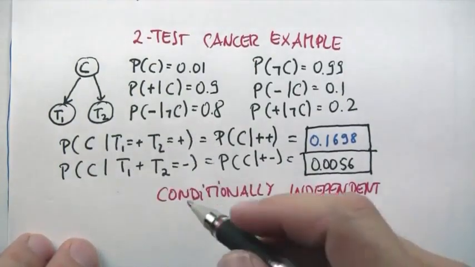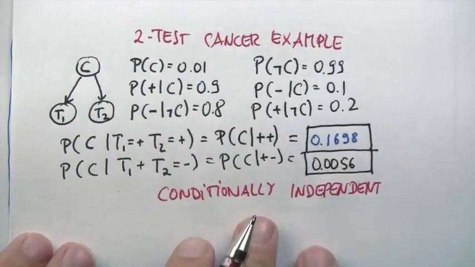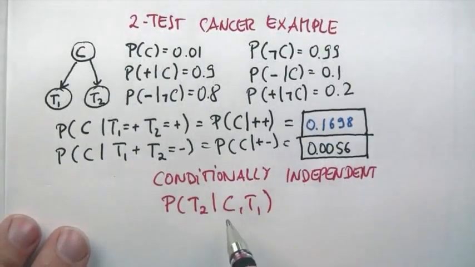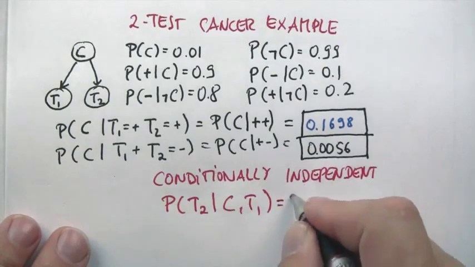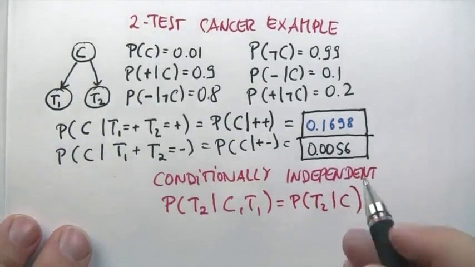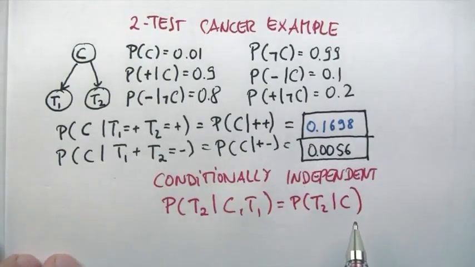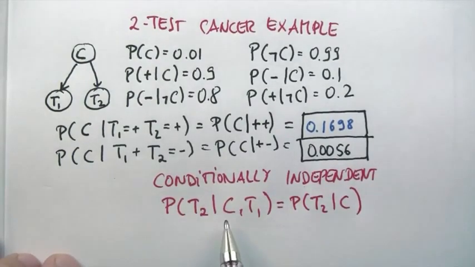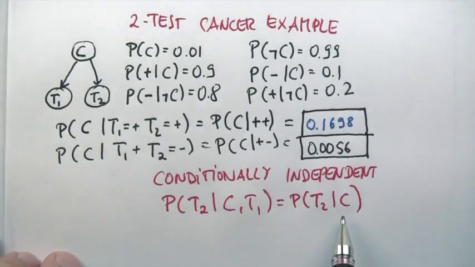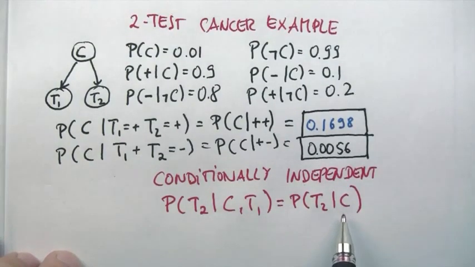statement about T2. Put differently, we assumed that the probability of T2 given C and T1 is the same as the probability of T2 given C. This is called conditional independence, which is given the value of the cancer variable C. If we knew this for a fact, then T2 would be independent of T1.